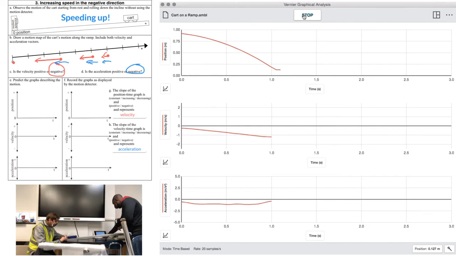Now let's fill out our graph. The slope of the position time graph is increasing, it's getting steeper and negative. The slope of the velocity time graph is constant and negative, which means that the acceleration is going to be a horizontal line here in the negative part of the graph. And that's what your graphs should look like.